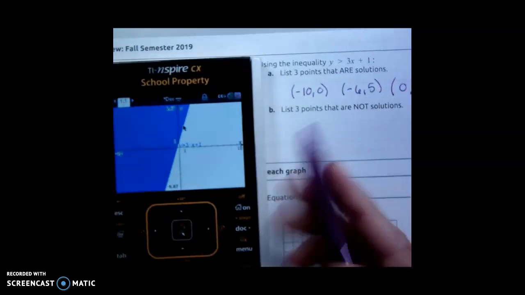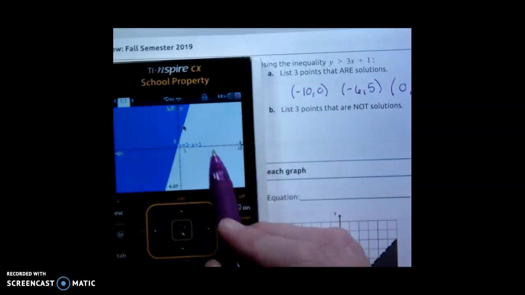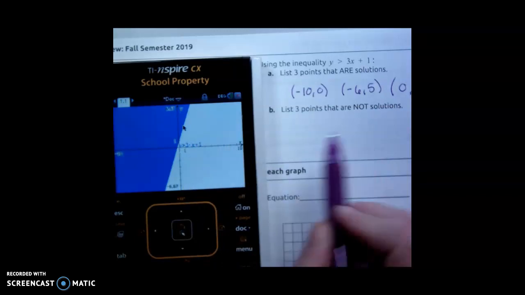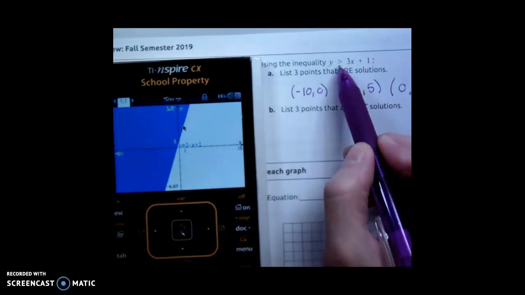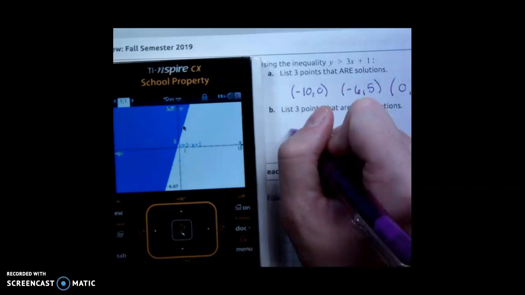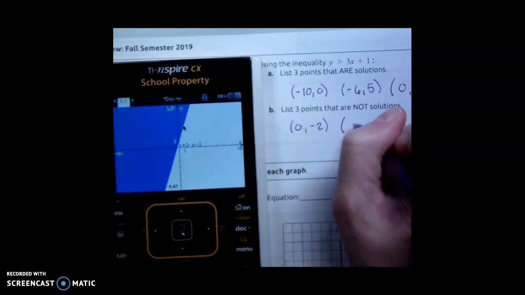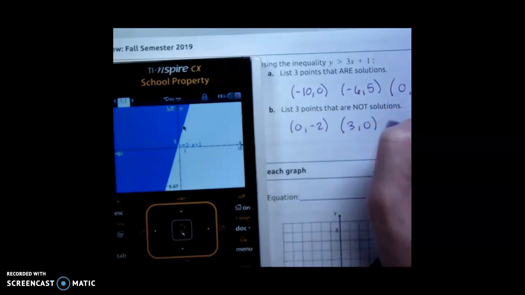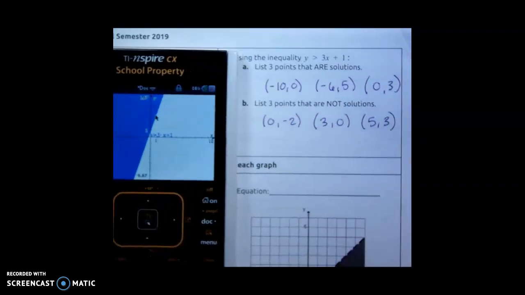Then for the ones that are not solutions, you could just pick a couple of points that are over here. Because it does not say equal underneath the symbol, you could pick a point on the line. Let's see, I'm going to pick points (0, -2), (3, 0), and (5, 3). But you could have had multiple other answers that would have also been correct.